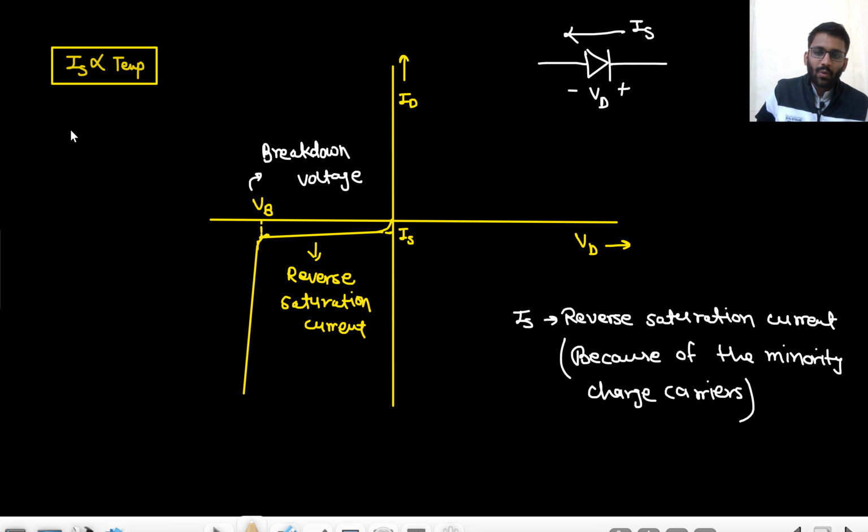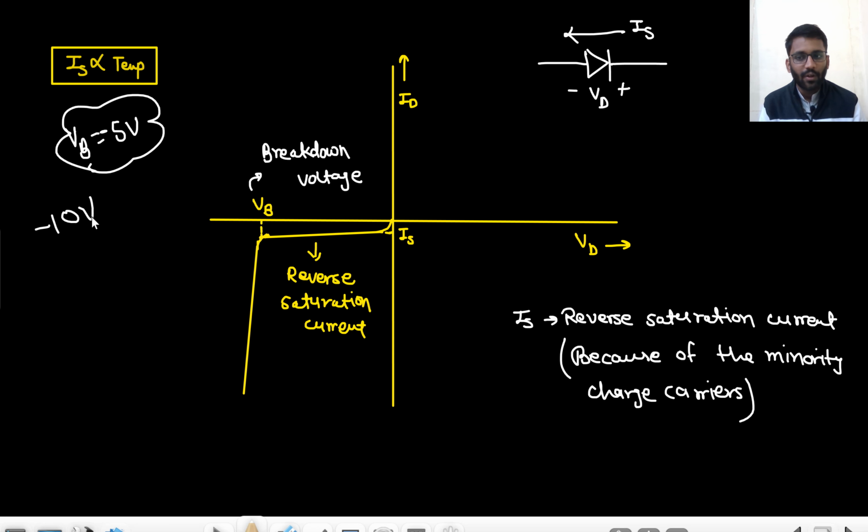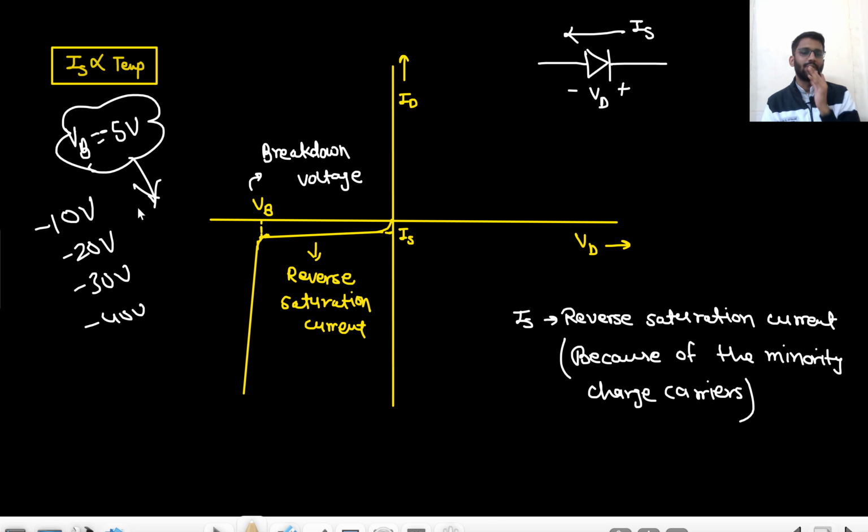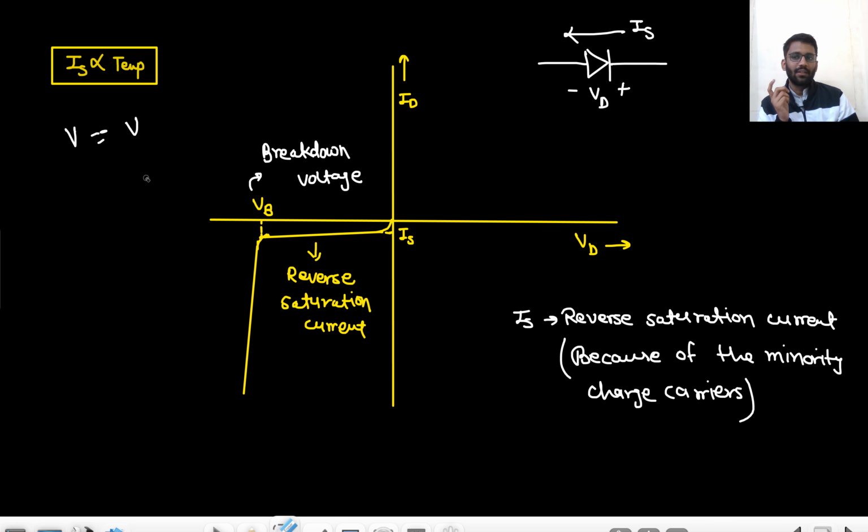Let's assume our breakdown voltage is minus 5 volt. Now if you have applied minus 10 volt across the diode, there will be high current flowing through the diode, but the voltage across the diode will remain minus 5 only. Even if you apply minus 20, minus 30, minus 40, whatever you apply, the voltage across the diode will be fixed. So this breakdown voltage will be fixed. The negative potential cannot go higher than this. Got my point? So this is what happens in the breakdown region.